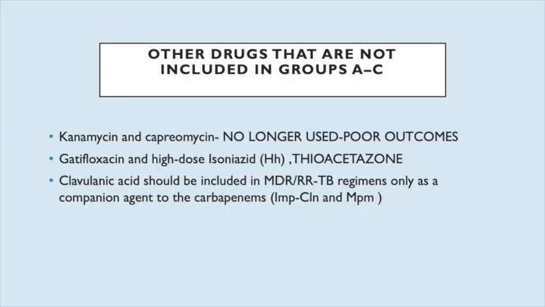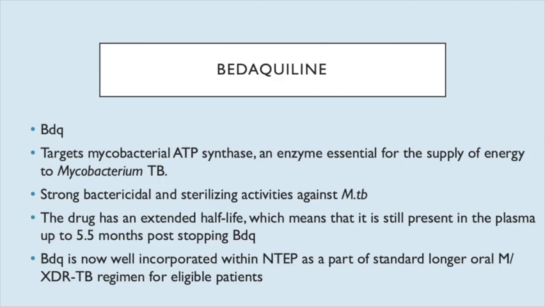Other drugs which can be used as reserve drugs but not highly recommended include kanamycin and capreomycin. So amongst aminoglycosides, amikacin and streptomycin is preferred. They have been found to have poorer outcomes with these patients in the past. Gatifloxacin and high-dose INH are to be avoided unless needed. Thiacetazone is also now almost phased out. Clavulanic acid should be included in the regimen as a companion to carbapenems, imipenem, cilastatin and meropenem when they are given.